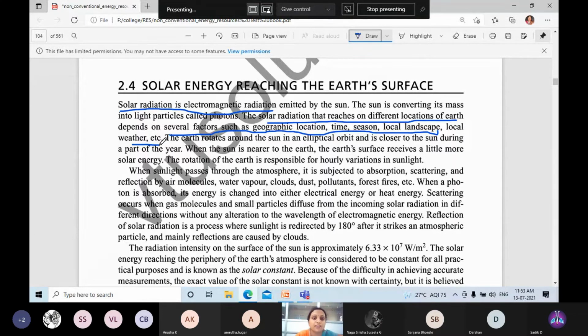Based on what? Based on several factors. It may depend on geographic location, and it may depend on time and season, local landscape, and also it may depend on local weather conditions. Okay, so due to these factors, solar radiation may differ at different locations, right?